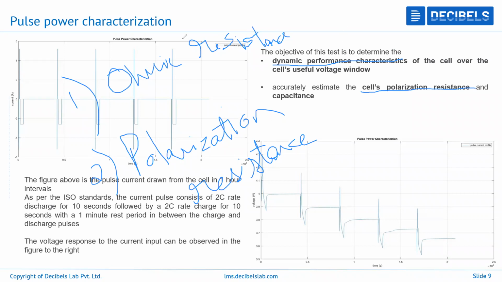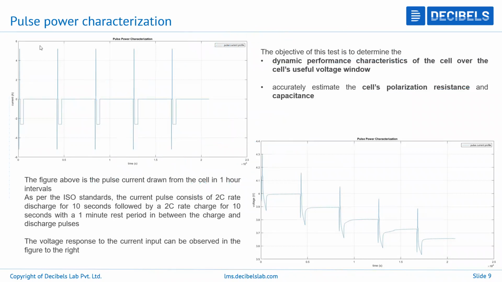Okay, so briefly, you can see what the current pulse profile provided to the cell looks like, and how the voltage response will look. What you're seeing here is an entire series of pulses with a series of voltage responses. This kind of test is always performed with multiple pulses rather than just one pulse. But if you want to see how one pulse looks, I can show that over here.